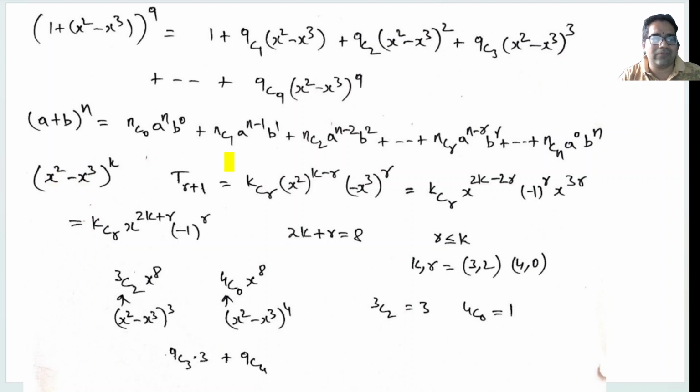So this is the generalized term of this expansion, x square minus x cube whole power k. K can be 1, 2, 3, 4, whatever. K can go till 9. Now we want x power 8 in this generalized term. If you want x power 8, what does that mean? 2k plus r should be 8. Right, 2k plus r should be 8. Now we also know one more thing: r is always less than or equal to k. Right. In kcr, r cannot be greater than k. K is the limit. So r is less than or equal to k and k can go till 9, because x square minus x cube whole power 1, 2, 3, 4, 5, 6, 7, 8, 9. It can go till 9.